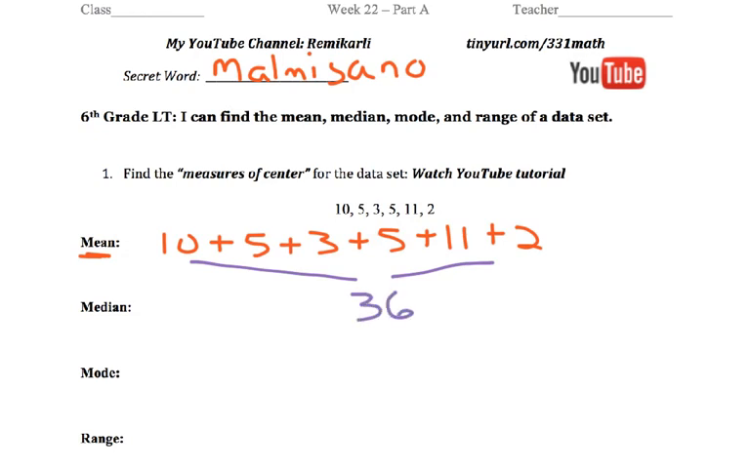And then to find the mean, or the average, we're going to divide by the total amount of numbers. So we have 1, 2, 3, 4, 5, 6. So I'm going to take that sum, that total, and divide it by 6. And when I do that, I figure out that the mean is 6. So the average in this problem is 6.